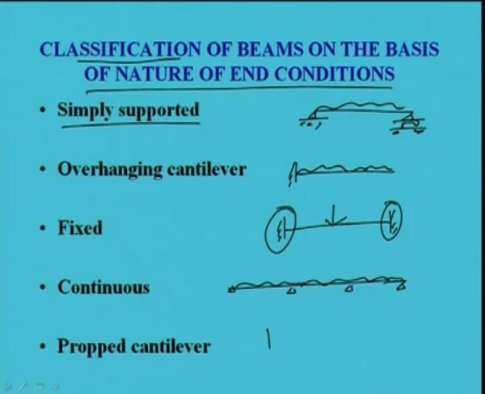Another type of member is called propped cantilever. Suppose the loading is like this. Here it is fixed and here it is hinged, simply supported. So, what will happen? Here the moment will be 0 and here the moment will be some value. So, as per the boundary condition or end condition of the members, we can classify the beam members.